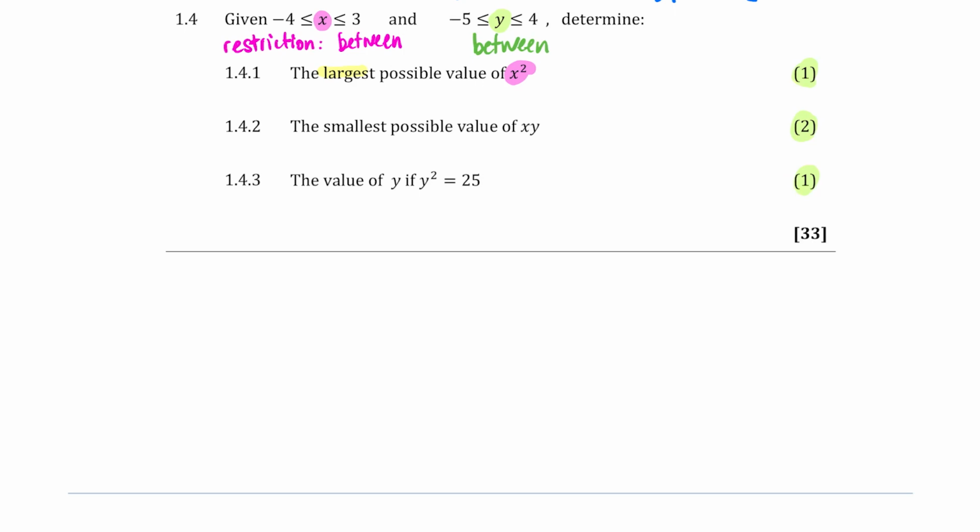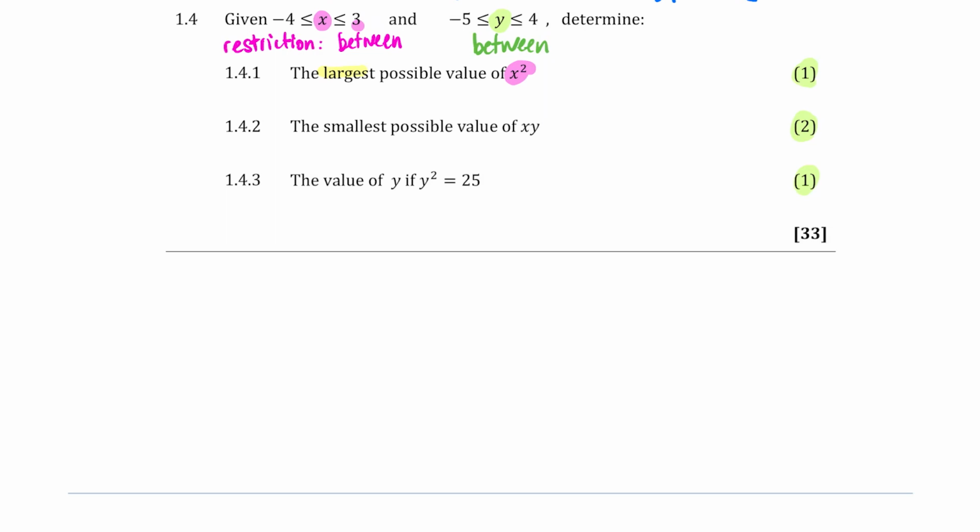So I'm looking at -4 squared, 16, -3 squared, 9, that's smaller. -2 squared, that's 4, -1 squared. These answers seem to be getting smaller. If I take this extreme end here, 3 squared is 9. So maybe I have an idea now of what the largest possible value of x squared is.